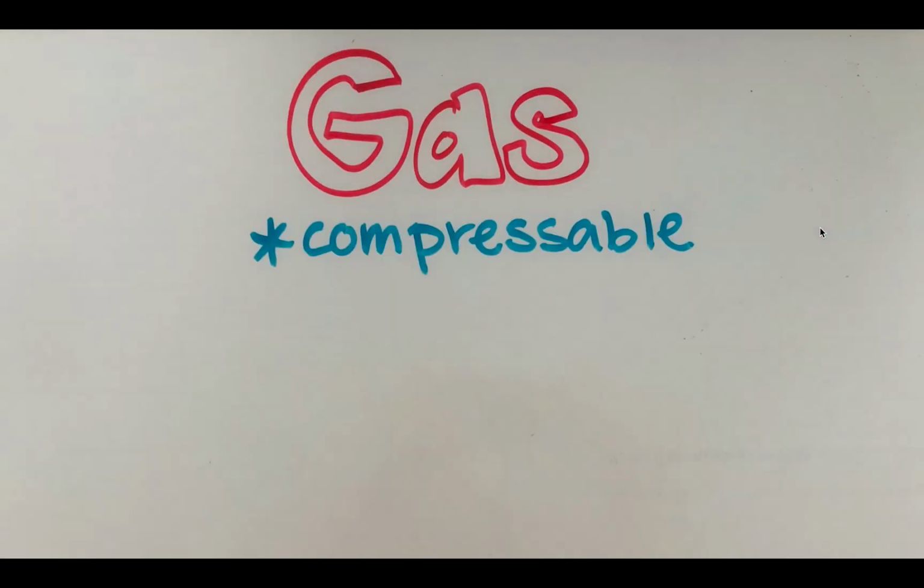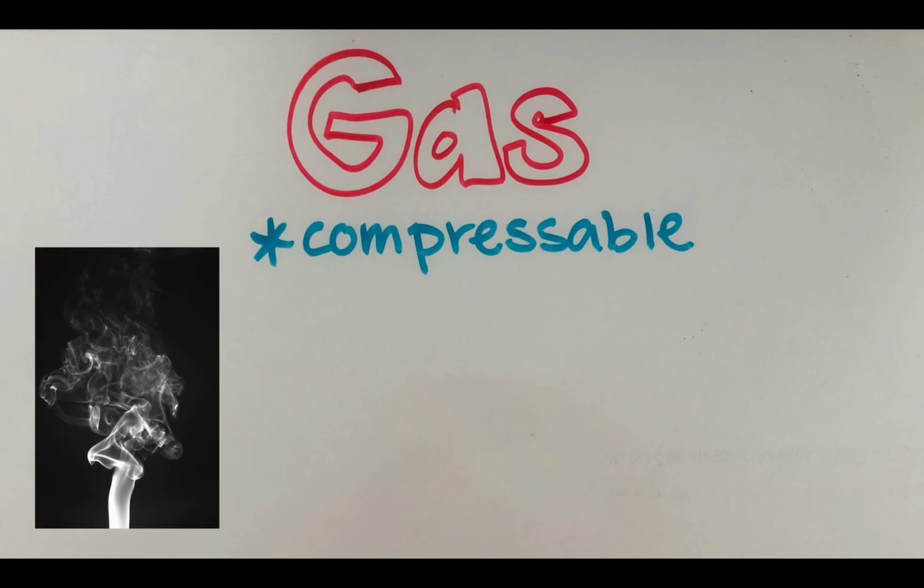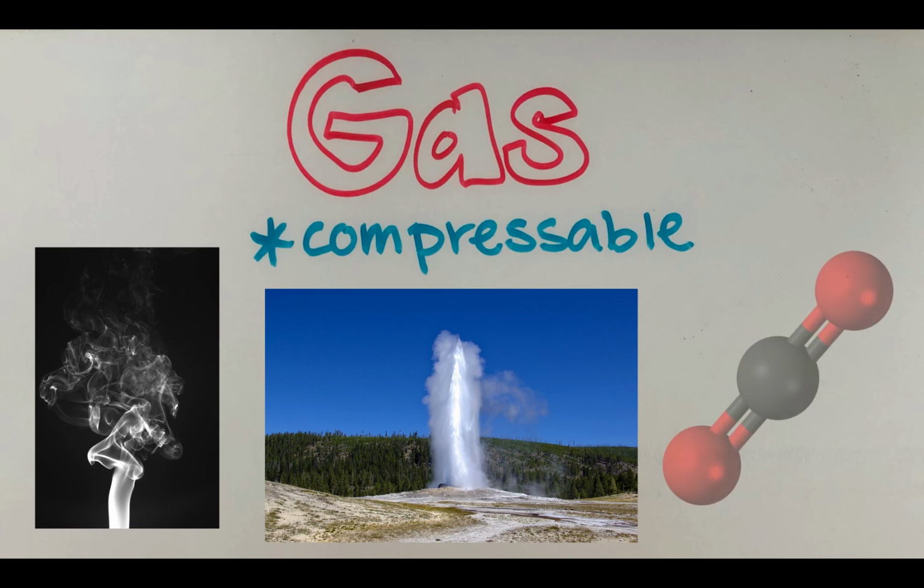Gases. Gaseous matter is composed of particles packed so loosely that it has neither a defined shape nor a defined volume. The size of a gas molecule is negligible to the distance between gas molecules. Gases are compressible and always assume the shape and volume of their container. For example, smoke, steam, and carbon dioxide.